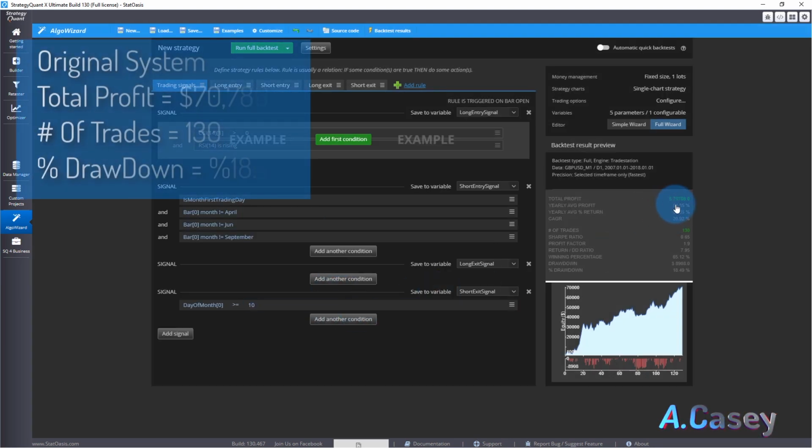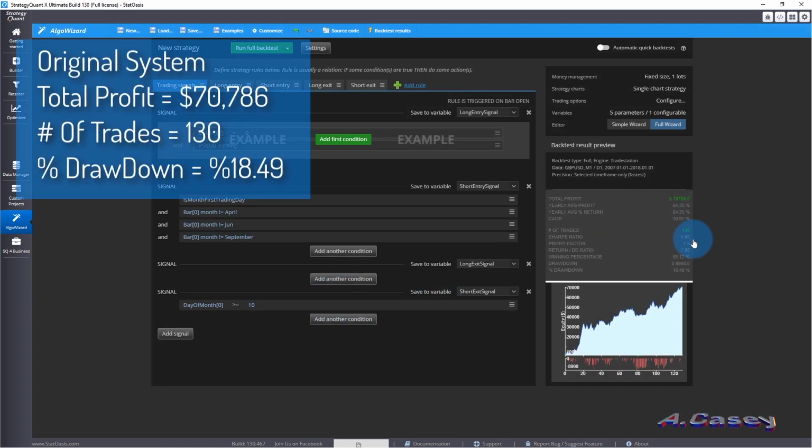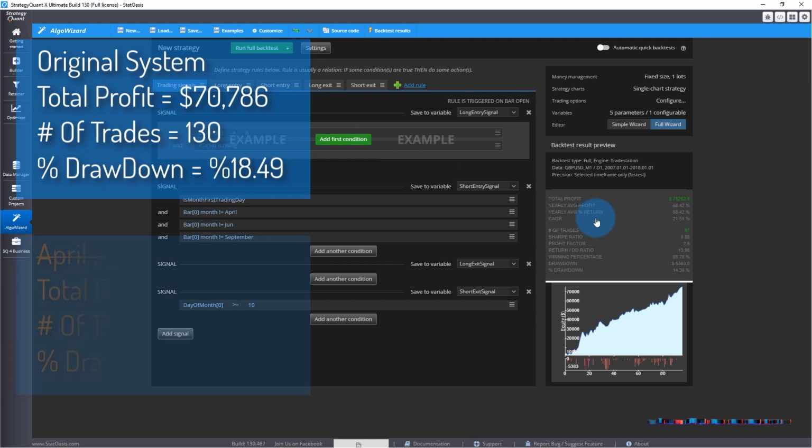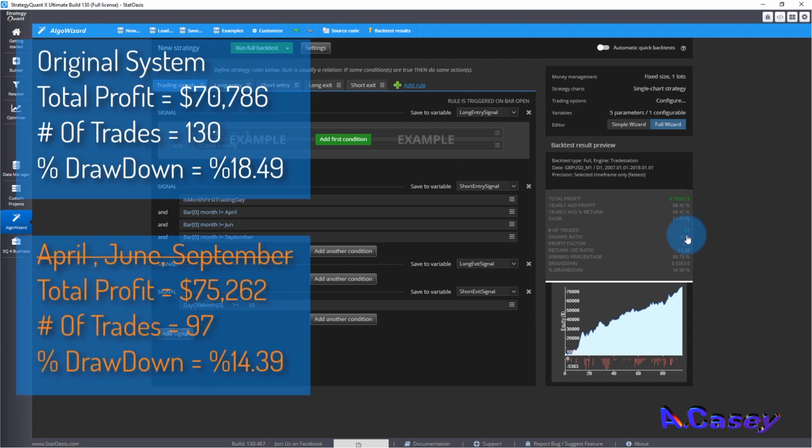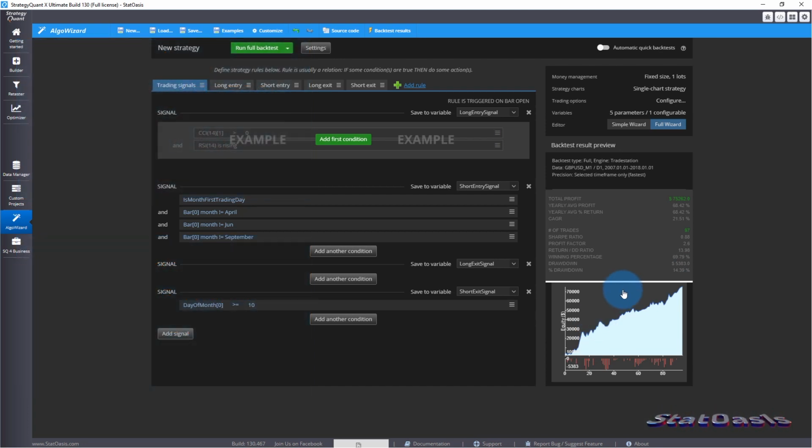So currently we have $70,000, 130 trades, and 18% drawdown. And if we remove those, we reduce the trades by roughly 40, let's say around 40 trades. We may make a little bit more money and draw down roughly the same. So I would say it's a good enhancement. And I can see that the curve is a little bit smoother right now. So this is really good.